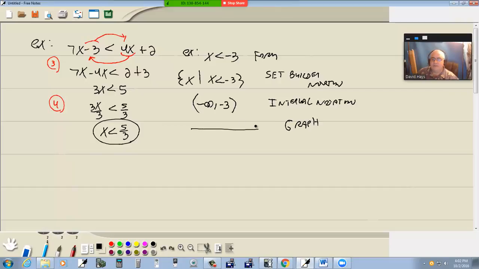And then our graph. If you have the interval notation, a graph goes hand in hand with it. Parentheses on -3, parentheses on -3. And then you shade whichever way it's opening. It's opening left, so shade left.